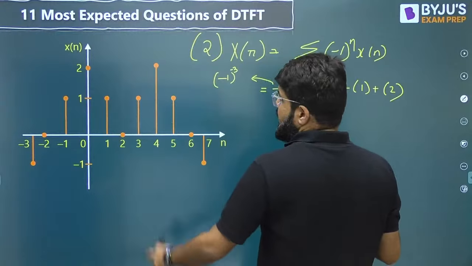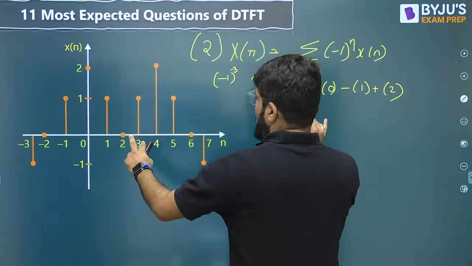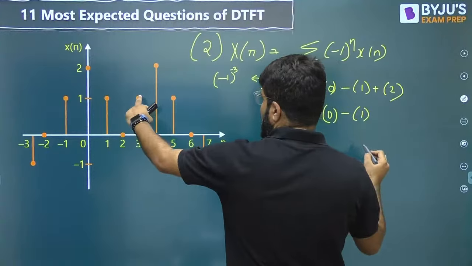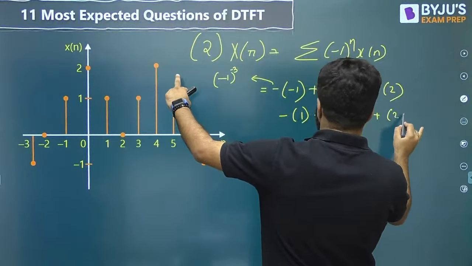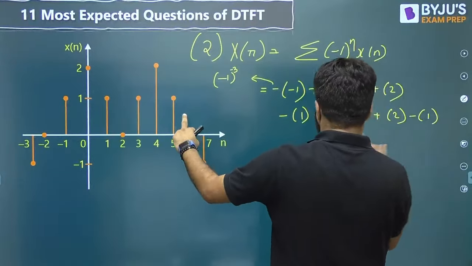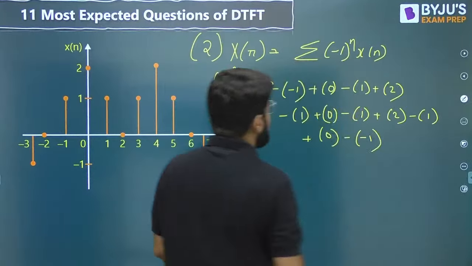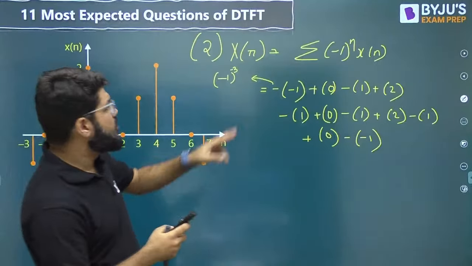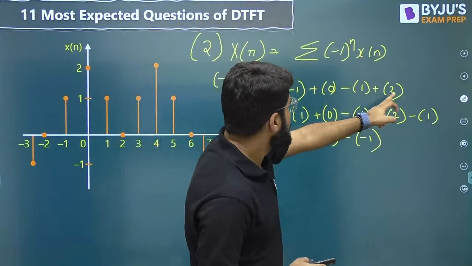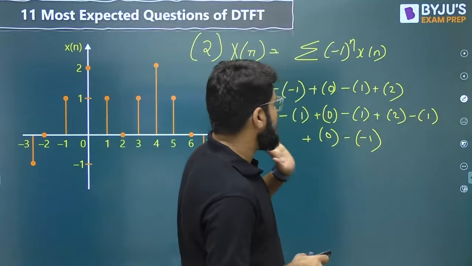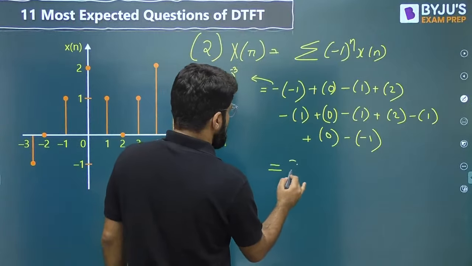Then next will be minus of 1, plus of 0, minus of 1, plus of 2 again, then minus of 1, plus of 0, minus of minus 1. Now check out the total value. This becomes 1. 1 minus 1 cancel. 2 minus 1 minus 1 also cancel here. 2 minus 1 plus 1. So the answer should be equal to 2.